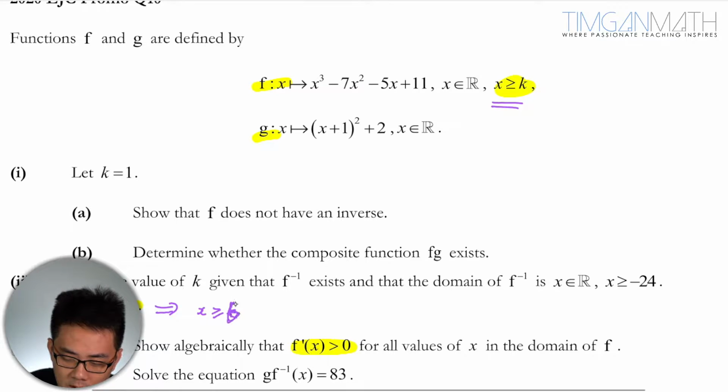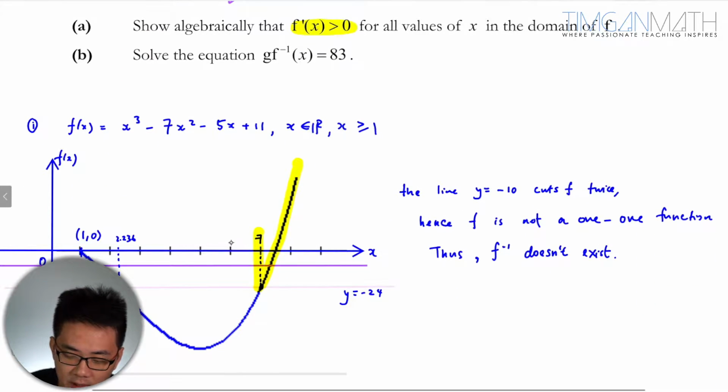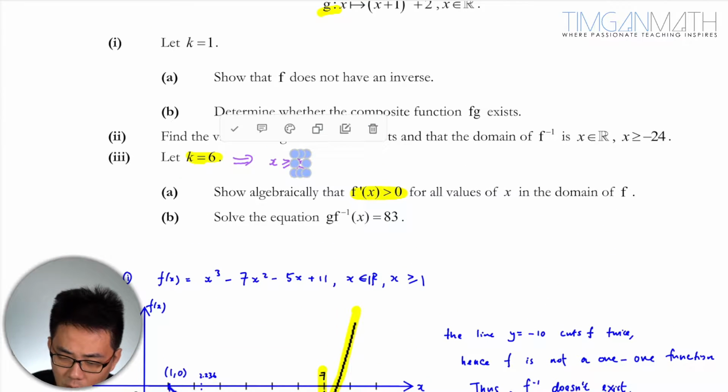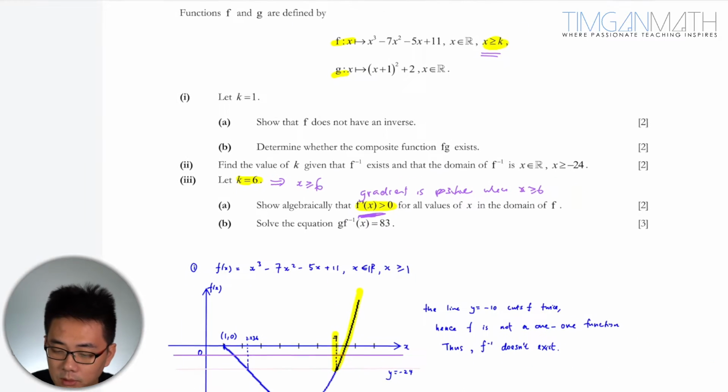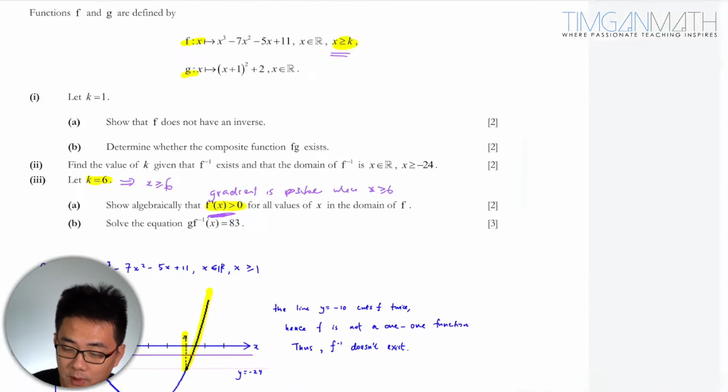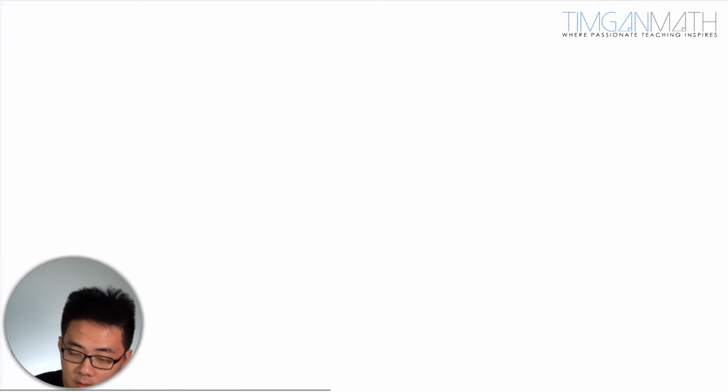Okay, so let's look at our graph here. If this is 6, you can see that the gradient is always positive. So the whole idea is you want to show that the gradient is always positive, meaning it's upward trending when x is bigger than 6. Okay, so that's what we're going to do. So we're going to do this first by part 3a.